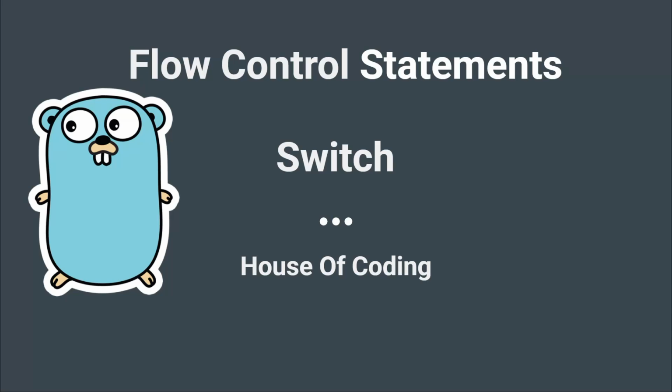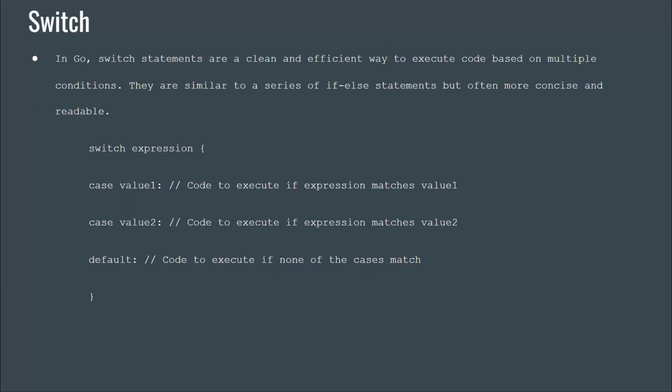Hello everyone, in this lesson we are going to discuss another flow control statement, switch. In Go, switch statements are a clean and efficient way to execute code based on multiple conditions. They are similar to a series of if-else statements but often more concise and readable. This is the basic structure of a Go switch case. Let's take a look at the key features.